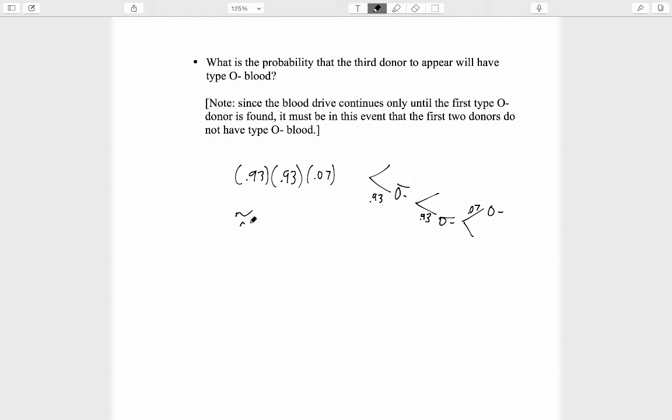Its probability is approximately equal to 0.0605. There is only slightly greater than a 6% chance that this search for a type O negative donor will end specifically on donor number 3. Not earlier and not later, but specifically on donor number 3. Now that we've computed a couple of probabilities, we're ready to handle the expected value computation.